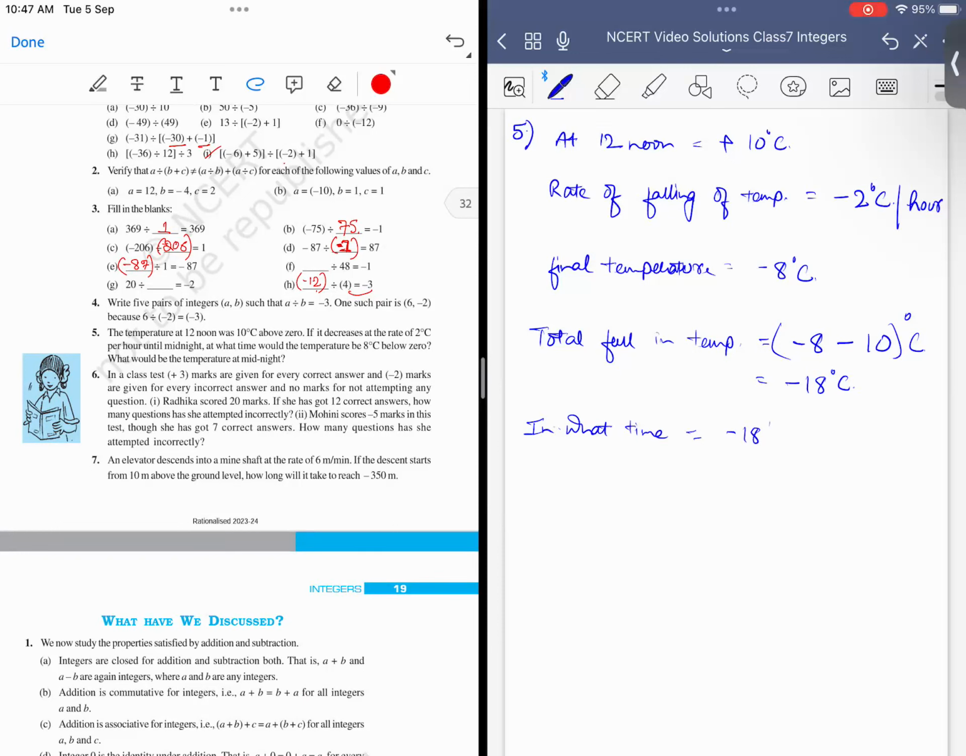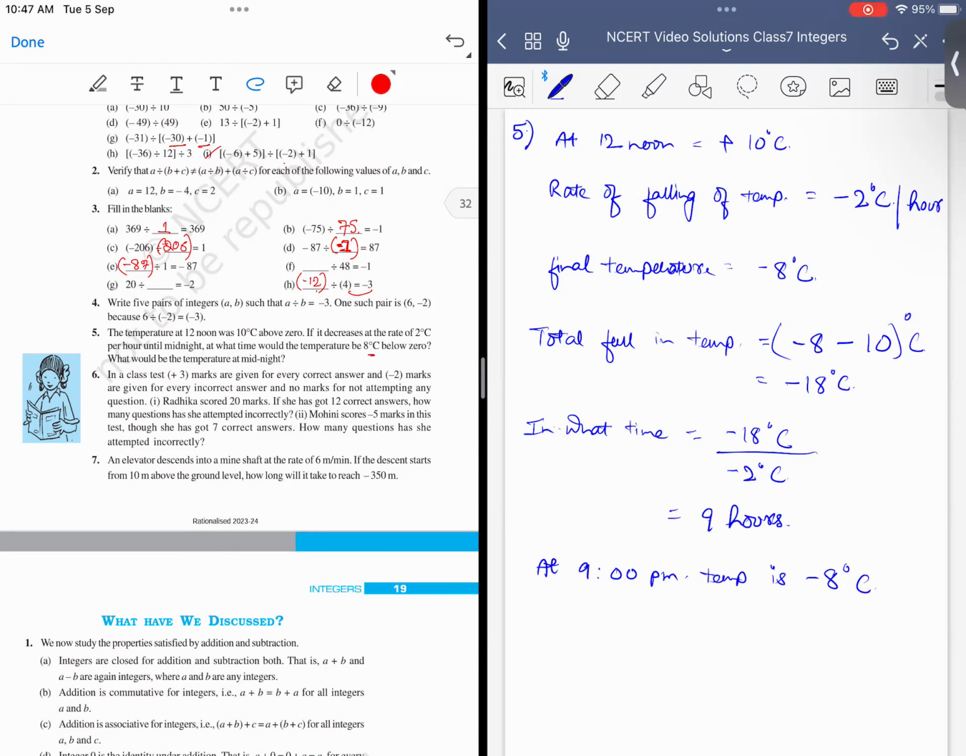Minus 18 degrees Celsius divided by minus 2 degrees, that is in 9 hours. So at what time is this temperature? Minus 8 degrees C. So after 12, that means at 9 o'clock, or at 9 p.m., I can say, at 9 p.m., the temperature is minus 8 degrees Celsius.